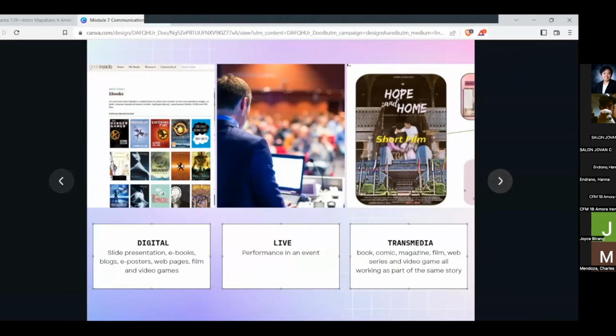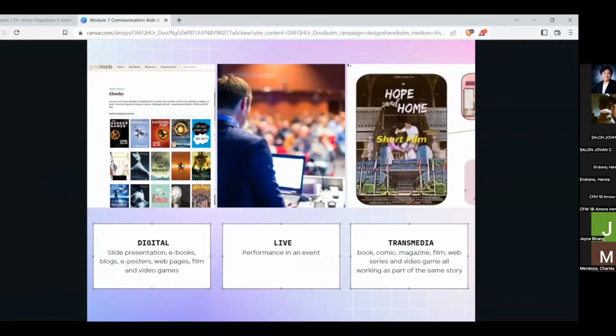As I've said a while ago, multimodal text is not always dependent on technology. It's not always technology based. It can also be, later we have here three: digital, live, and transmedia.